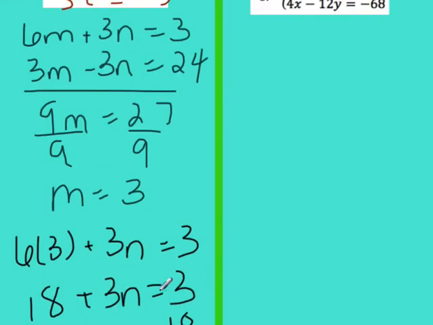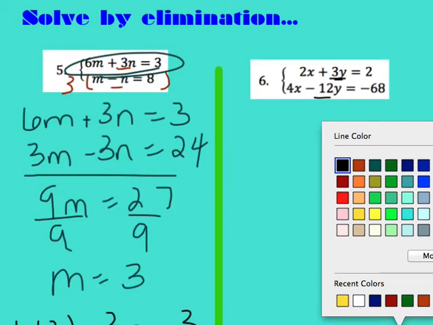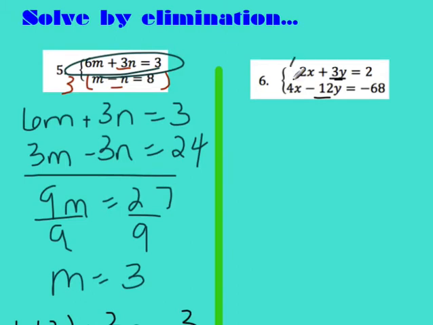Now, taking a look at number 6. Number 6 is similar. Okay, I see that I have opposite signs on my y, but I don't have the same number. So I ask myself, what can I multiply this 3 by to get 12? Well, I can multiply it by 4. So I'm going to take this and multiply it by 4. So I'm going to go ahead and distribute that 4 in on that top one. So 2 times 4 is going to give me 8.